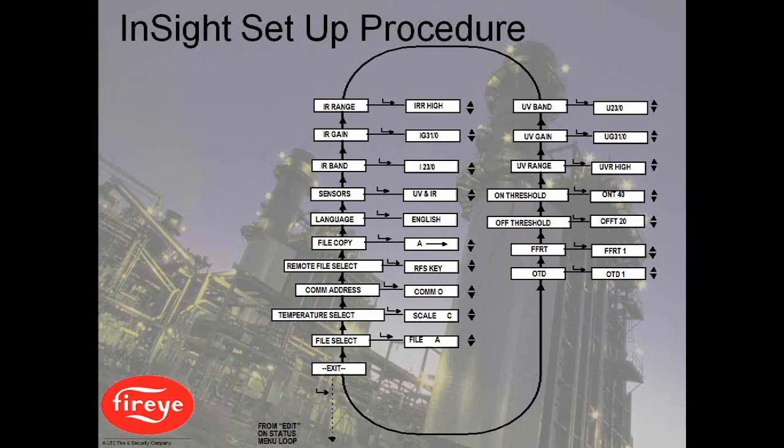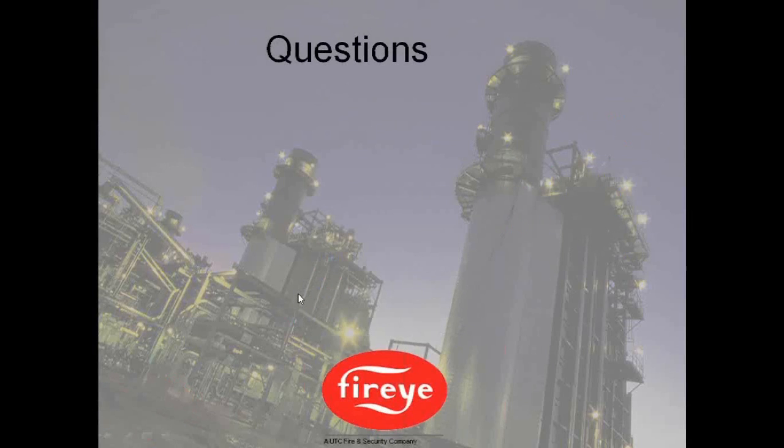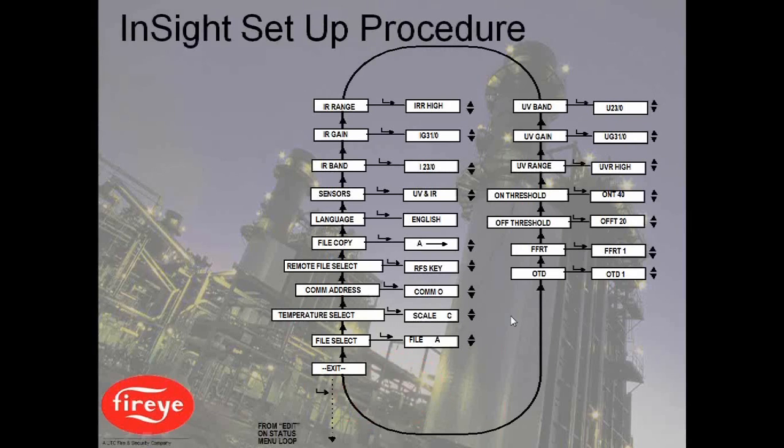So what we had to do was learn the steam type condition for combustion at normal, and so they would just switch it by remote communications during those times, and everything worked out well. We also have the communication address, the temperature scale select, and how we want to select our remote files, either by keypad, communications, or digital input.